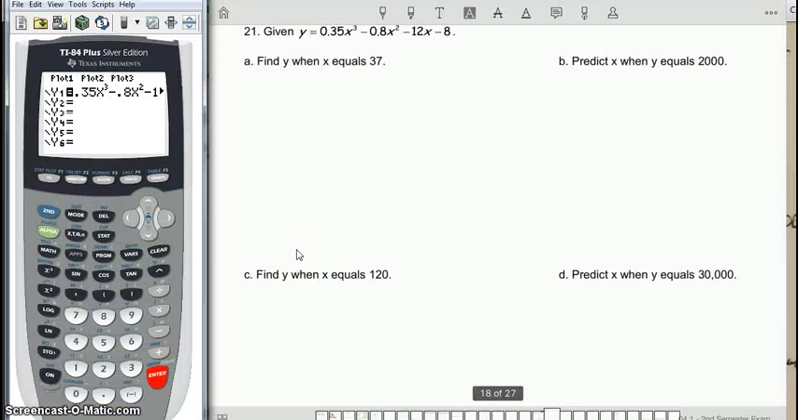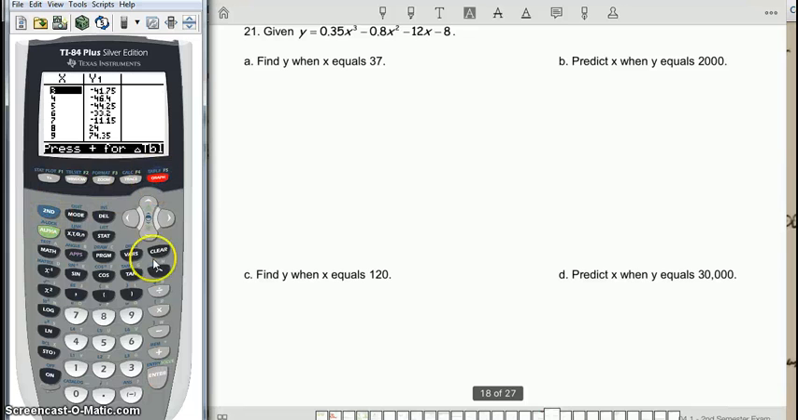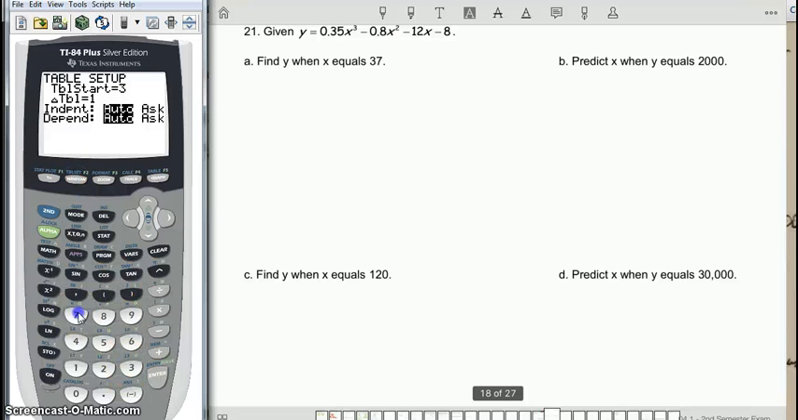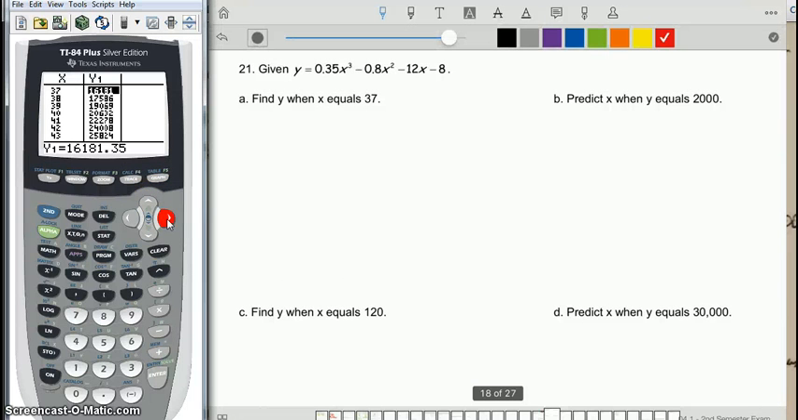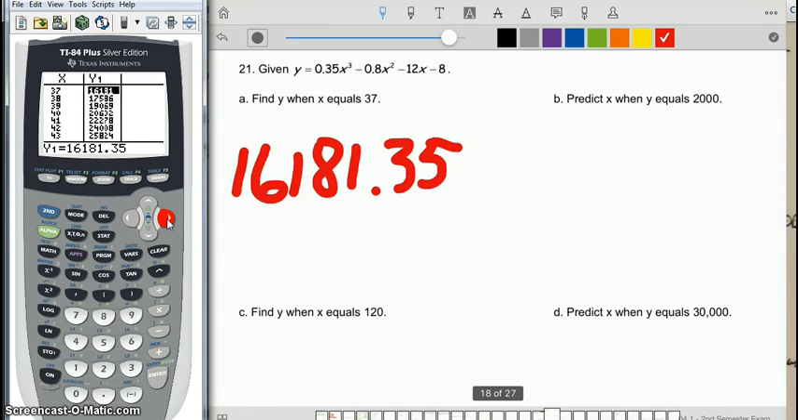On 21, they say find Y when X is equal to 37. I plug in my equation of Y equals, and then there's a few ways to do it. I can do second graph, and I could scroll until I get to 37. But a shortcut to that, if you do second window, you simply tell your table to start at 37, and then you do second graph. It'll actually give you your answer. So in this case, notice when X is 37, this is what Y is. You want to be careful to cursor over so that you get the correct value, because the calculator approximates. So the answer there is 16,181.35. You want to be careful of that.